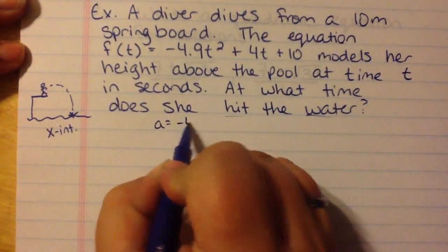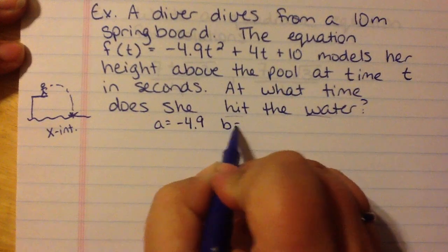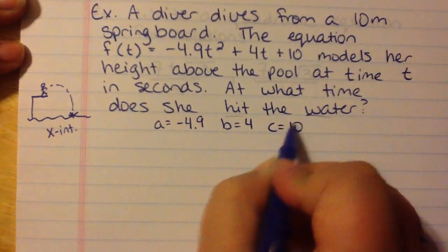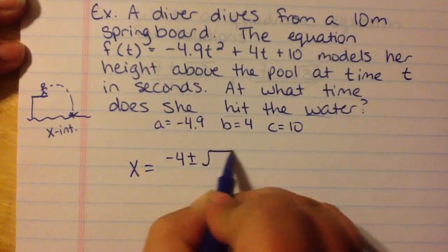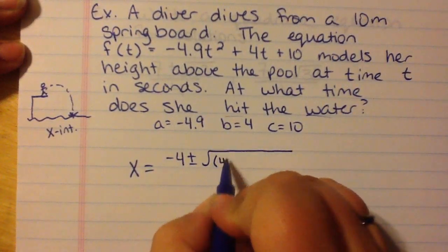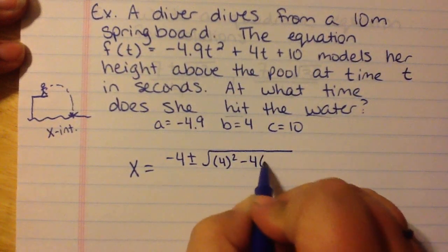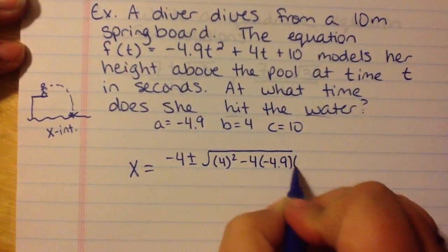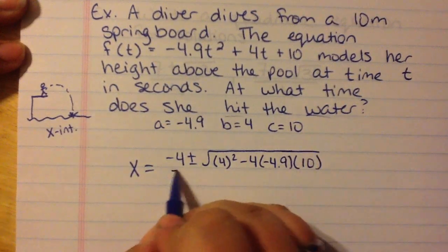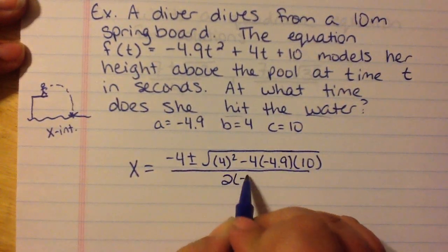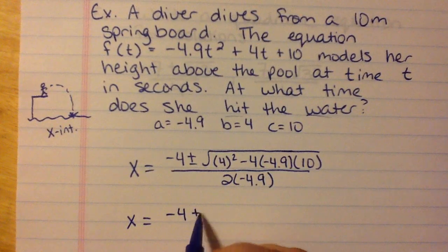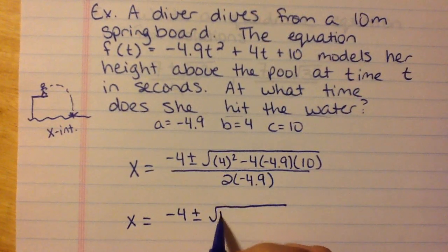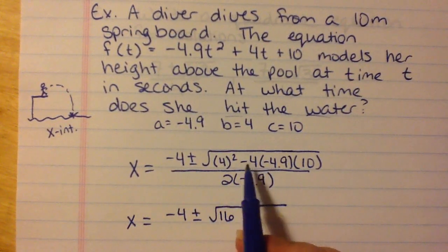In this case, our a is negative 4.9, b is 4, and c is 10. So we do x equals opposite b plus or minus the square root of b squared minus 4ac, divided by 2a. Alright, now we start calculating. So 4 times 4 is 16. So I have negative 4 plus or minus the square root of 16.